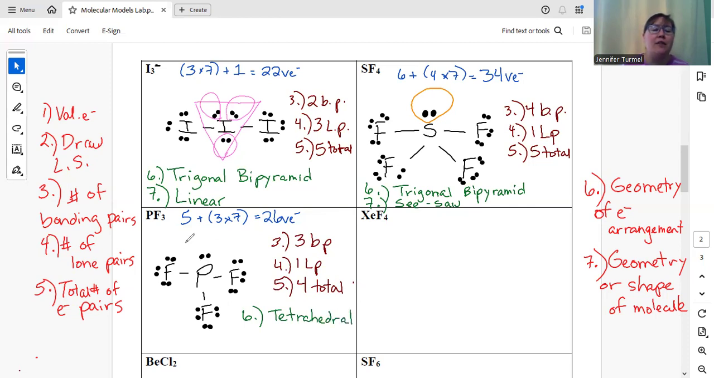And because we have this lone pair up here, that means that our geometry or shape is going to be a trigonal pyramid.